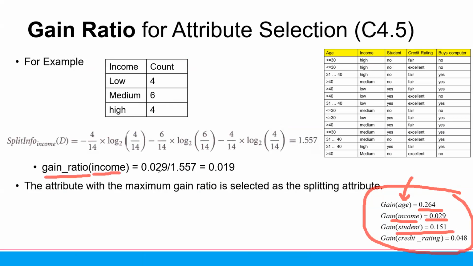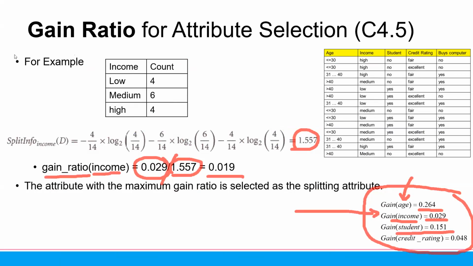For the income, the information gain is 0.029, and it will be divided by the split info, which is 1.557. So we get the result 0.019.